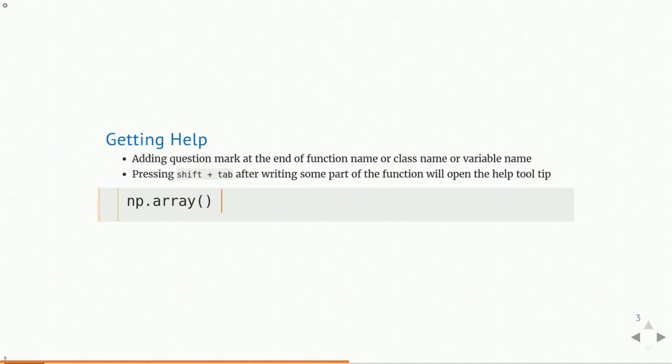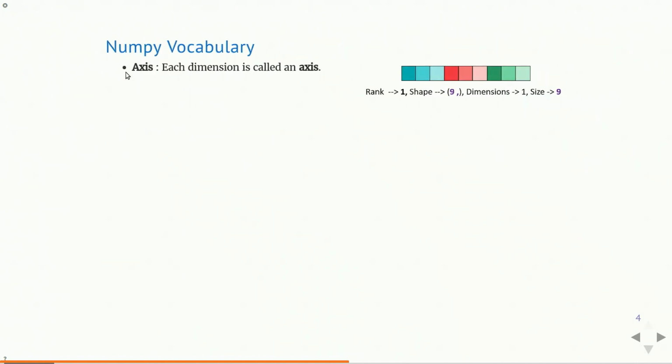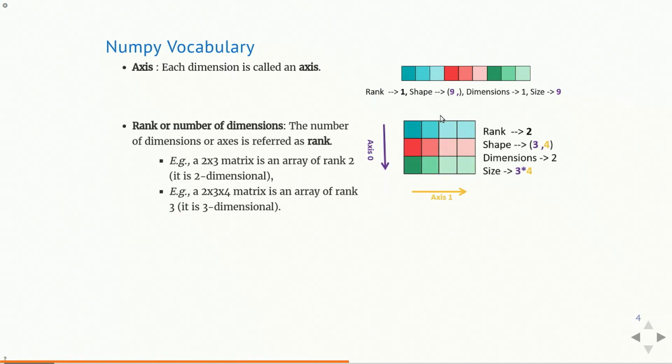Now once we have configured the system, let's get back to understanding NumPy and its core functionalities. We will be starting by understanding the NumPy vocabulary. In NumPy vocabulary, we label a dimension as an axis, and rank is used to tell the number of axes or number of dimensions. For instance, a single dimensional array or list of elements has rank 1. A two-dimensional array or a matrix will have rank 2. A three-dimensional array will have rank 3, and so on.